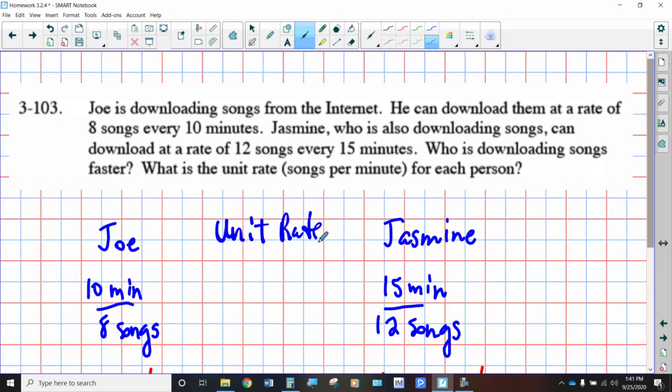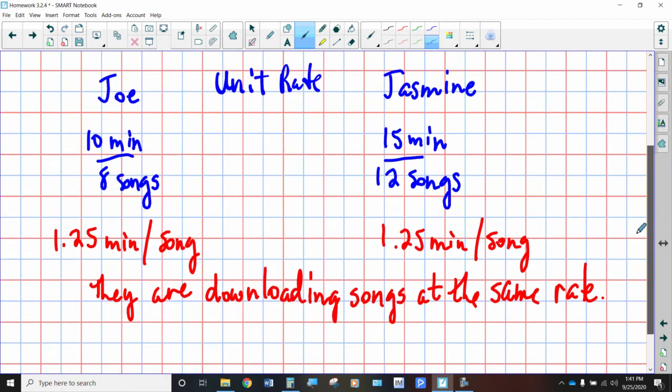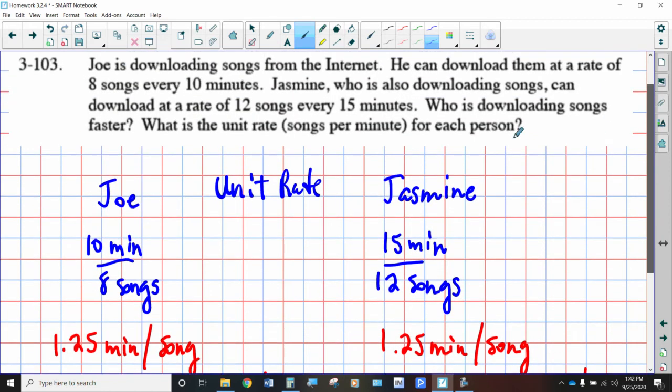And your unit rate can be the number of minutes per song or the number of songs per minute. It doesn't really matter which direction you go in. In this case, I did the number of minutes per song, and it turns out they're both downloading at the same rate. 15 divided by 12 is 1.25, and 10 divided by 8 is 1.25. So both of them are downloading songs at the same exact rate.